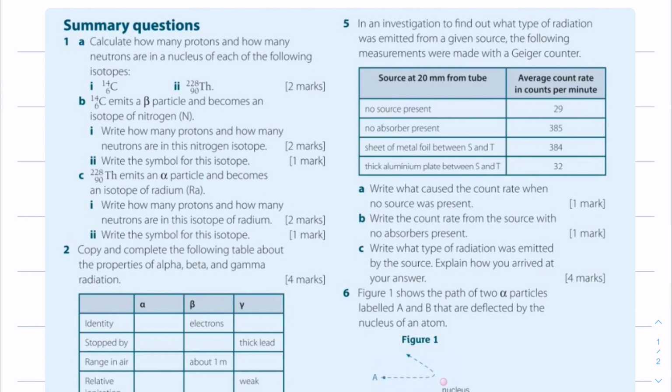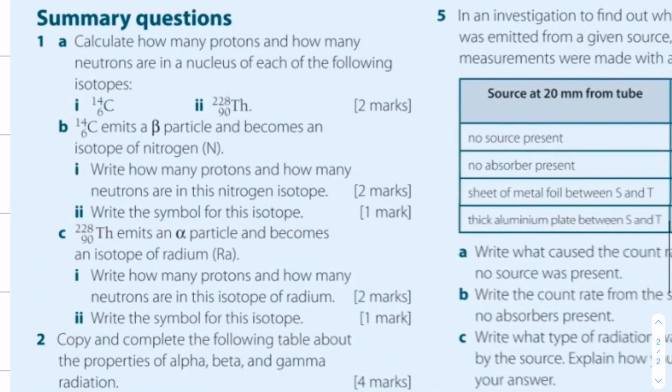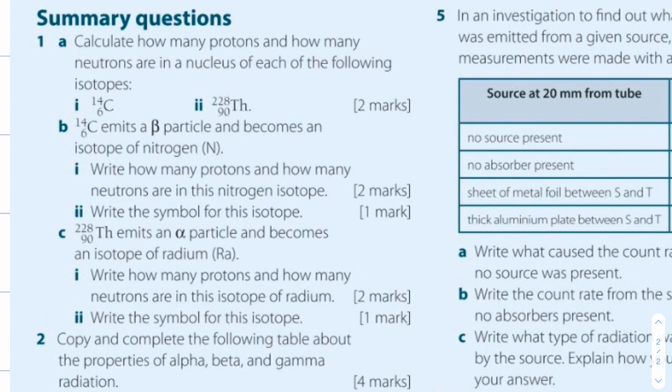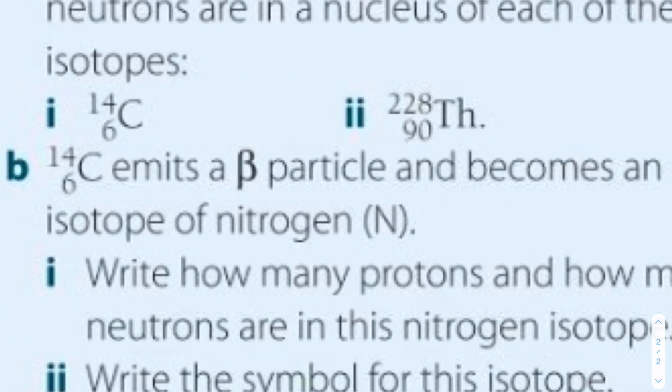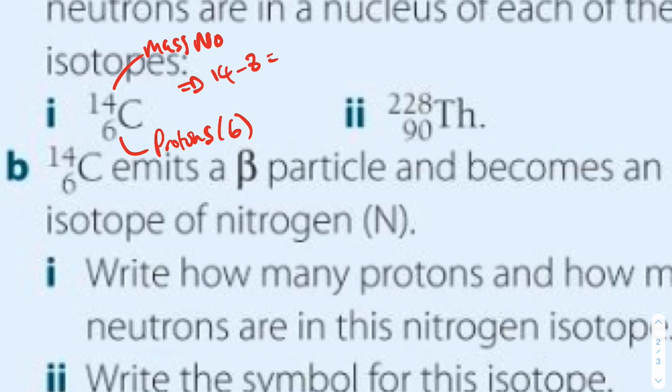So question 1 says, calculate how many protons and how many neutrons are in a nucleus of each of the following isotopes. So this number down the bottom, the 6, that would be the number of protons. So 6 protons, and then this is the mass number, and therefore 14 minus 6 equals 8.